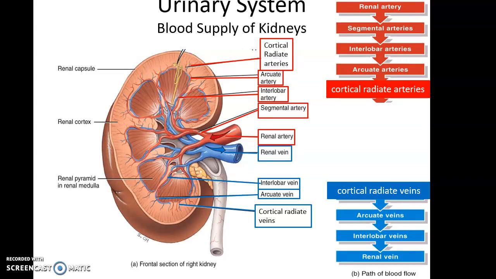And then the blood will eventually leave the kidneys going in basically the same path, but of course now it is veins. So we have the cortical radiate veins to the arcuate veins to the interlobar veins to the renal vein.